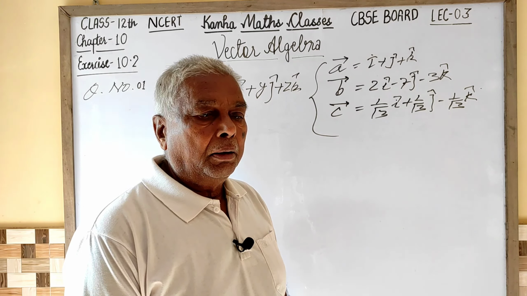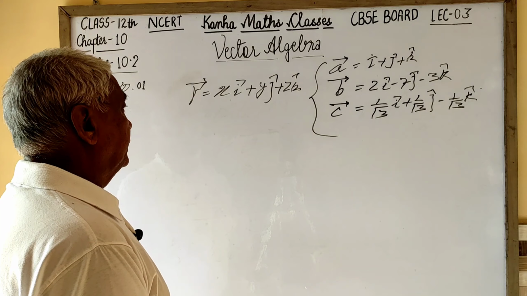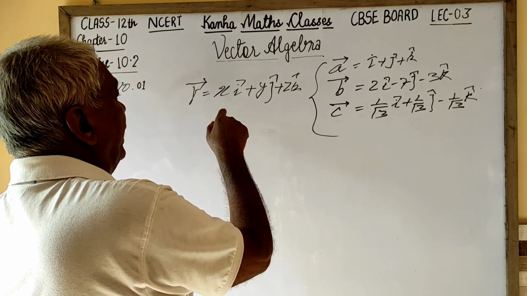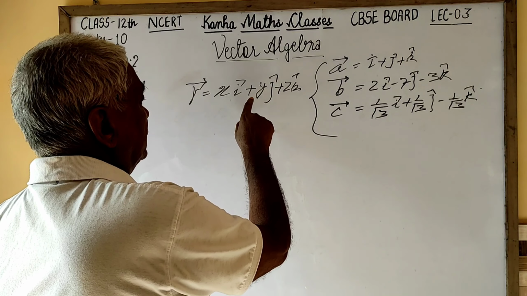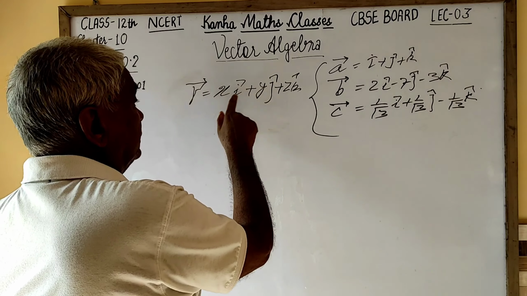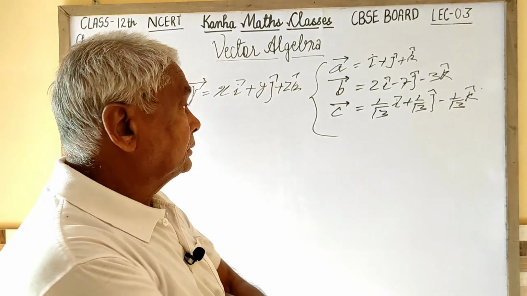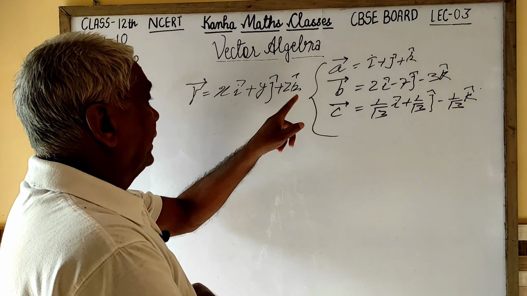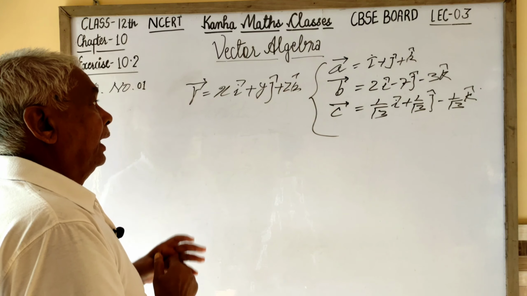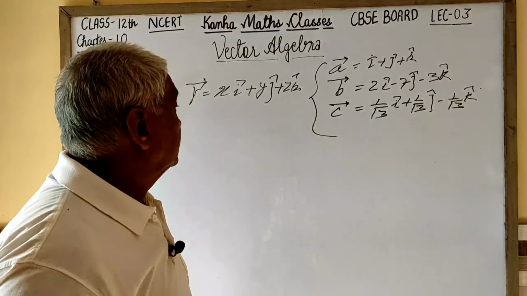First of all, I am going to introduce a formal way of writing a vector. Vector r is equal to x i plus y j plus z k, where x, y and z are the respective components of the vector, and i, j, k are the unit vectors in the direction of x, y, z.